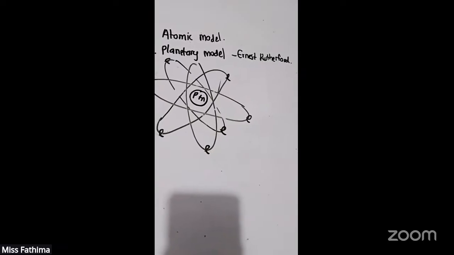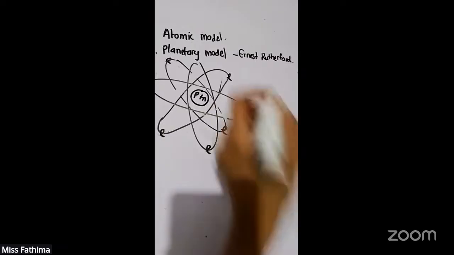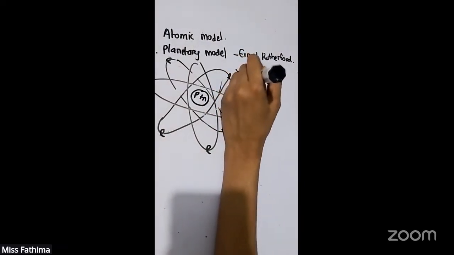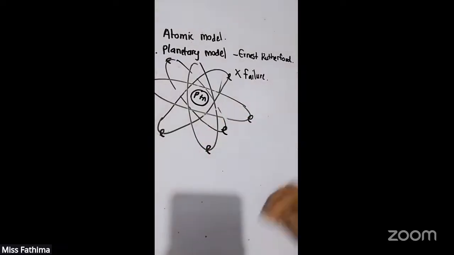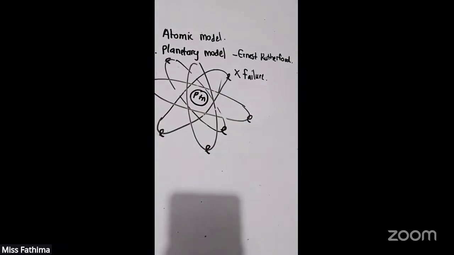The atomic model was a failure. This is not the accepted model. Why was it not? Because it was not neatly arranged, and the electrons can clash by knocking each other. So due to that understanding, this atomic model was stated to be a failure.